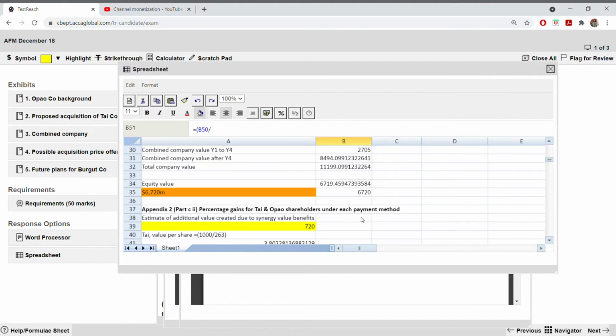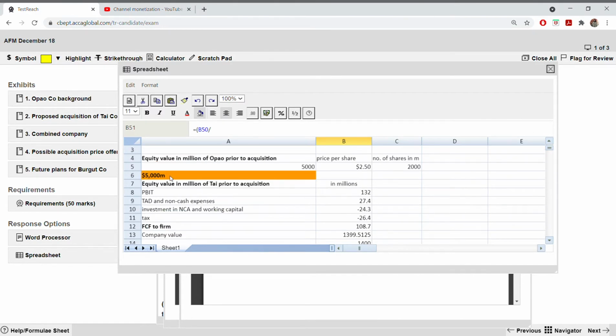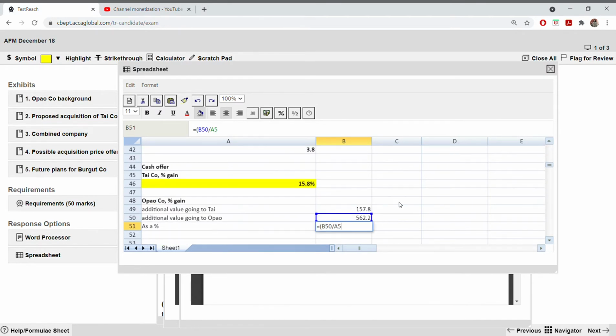Right? It was 5,000. Can you see 5,000? But if you click this, it will not work. Okay, you can just type 5,000. That was Oppo's equity value because we are finding the percentage gain for Oppo. So out of additional value, 562.2, okay, from 5,000.